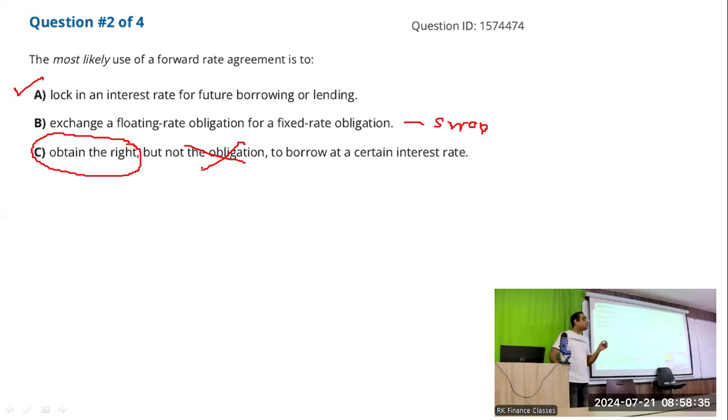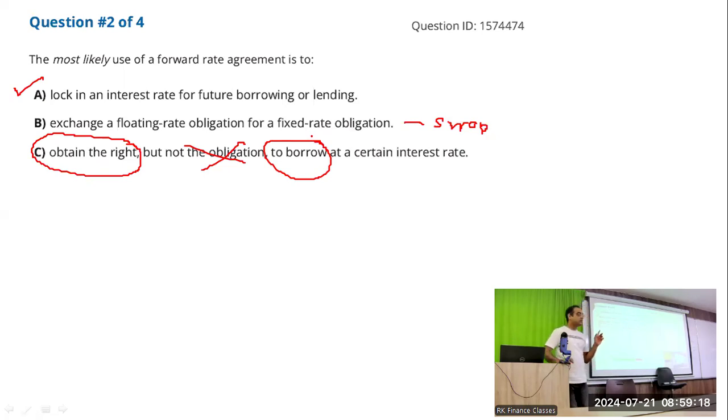Now, when you have an option to buy at a fixed price, it is called a call option. Similarly, B for buy, B for borrow. So this is called an interest rate call. A normal call gives you an option to buy, and this interest rate call gives you an option to borrow, not a compulsion to borrow. Forward rate agreement, if you go long, you have a compulsion to borrow. And if you have an interest rate call option, you have an option to borrow at a fixed rate. Similarly, if you short an FRA, you have a compulsion to lend. And if you have an interest rate put option, you have an option to lend.